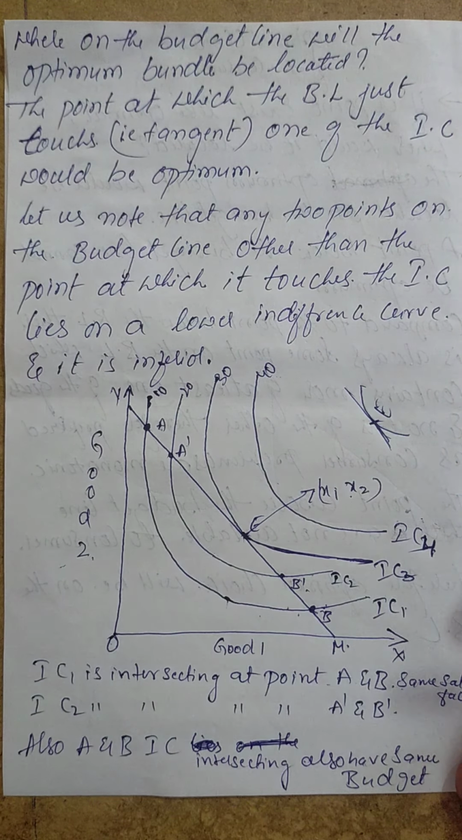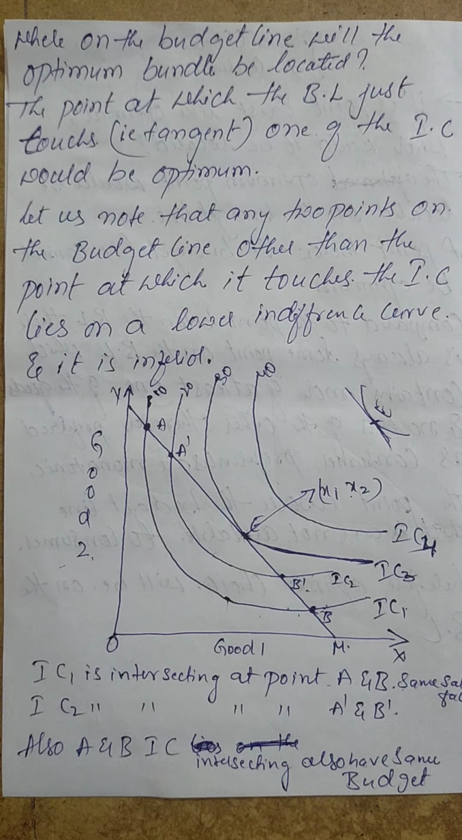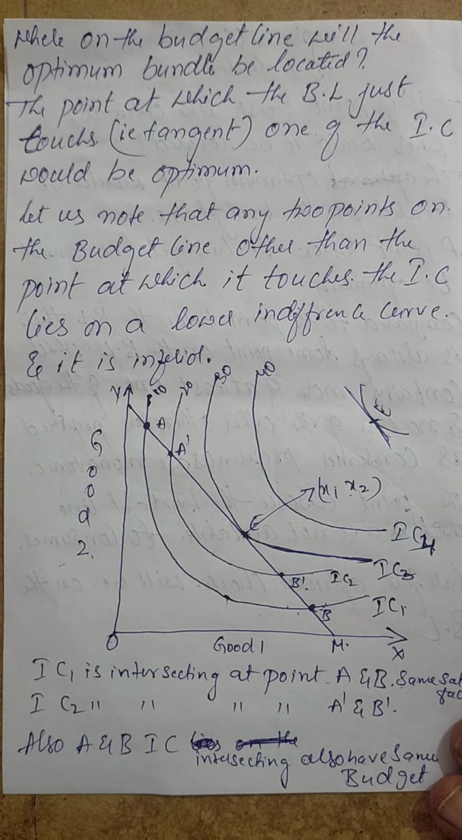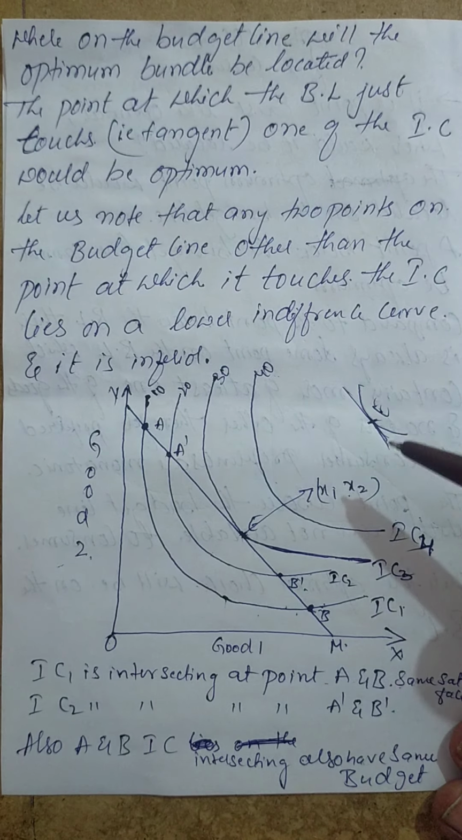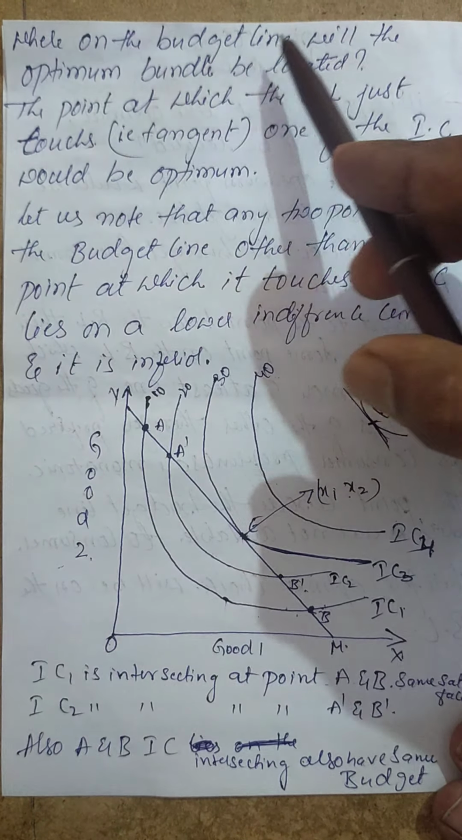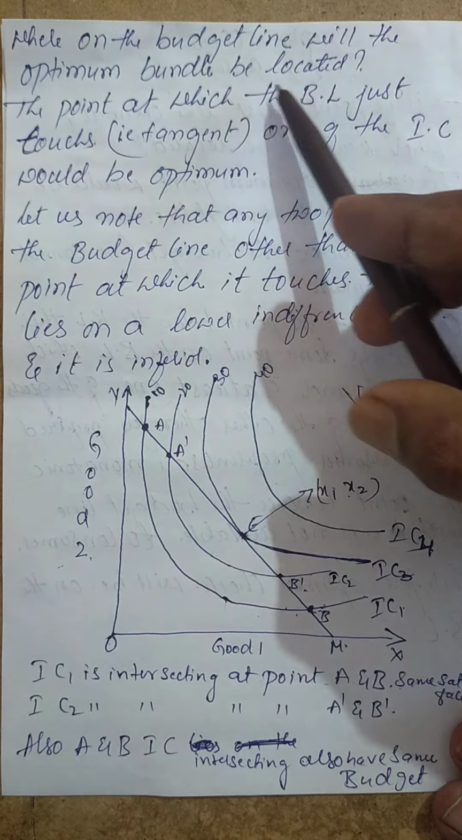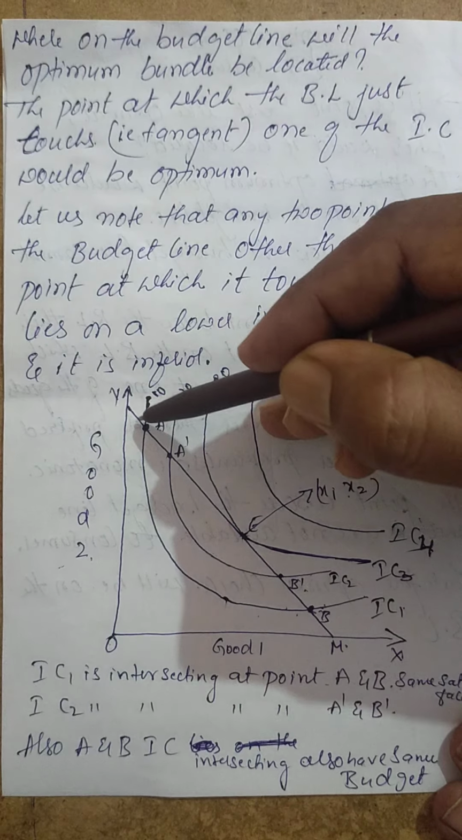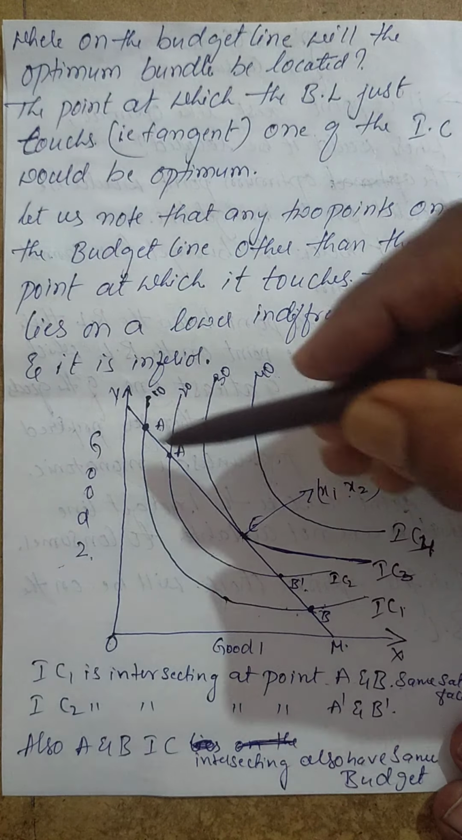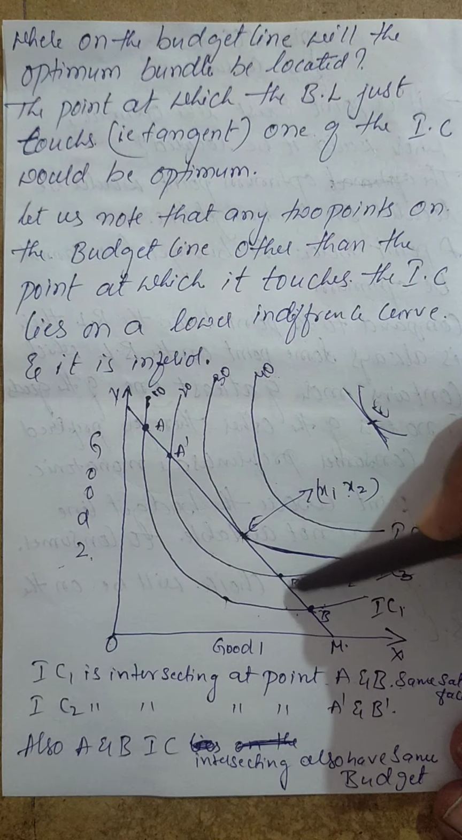Okay, so let us see. This is the explanation of the curve. There are certain points, so let us see based on that also. Where on the budget line will the optimum bundle be located? See, this is the budget line where the optimal point is located. They are searching either here or here or here or here or here.